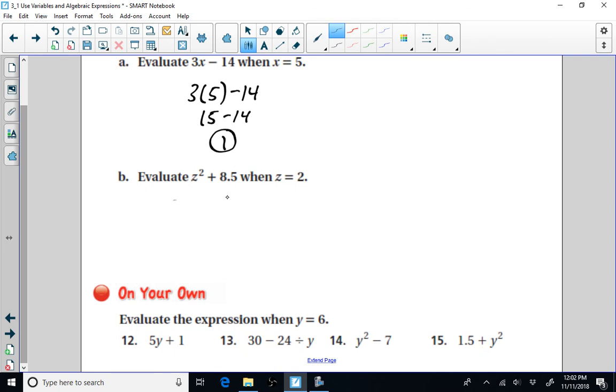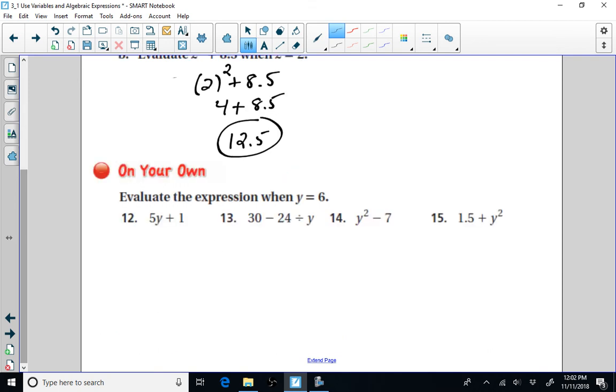If I look at my next example, I want to evaluate the expression a number z squared plus 8.5, and we want to replace z with 2. So this is going to be 2 squared plus 8.5. 2 squared is 4 plus 8.5. It's going to be 12.5 for the value of that expression when z is equal to 2. Okay, let's try 12, 13, 14, and 15.